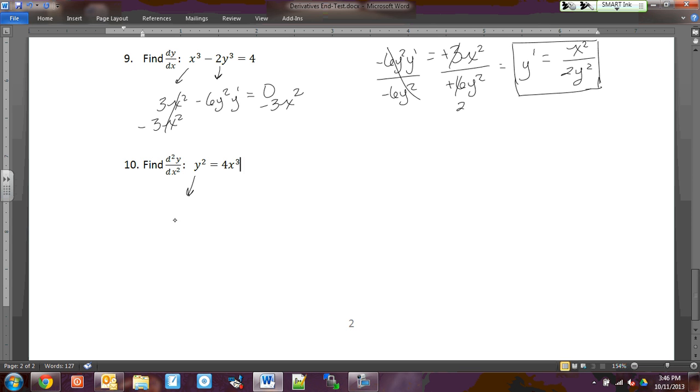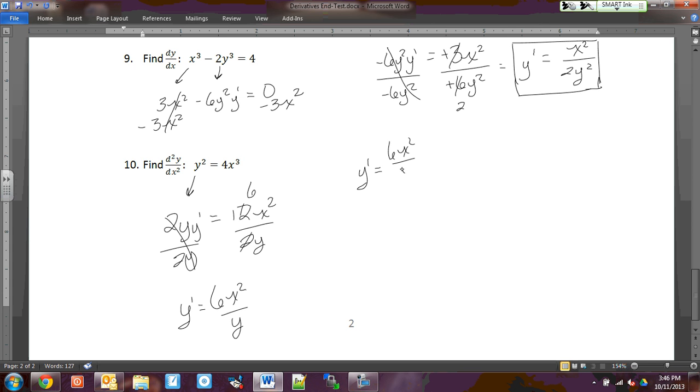The derivative of y squared is 2y y prime, equals 12x squared. Divide by 2y, divide by 2y. So that'll go away, and this will go to a 6. So y prime equals 6x squared over y. Now we got to take the derivative of that again. So I'm just going to rewrite it. y prime equals 6x squared over y.